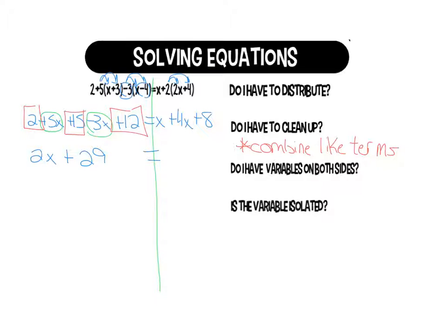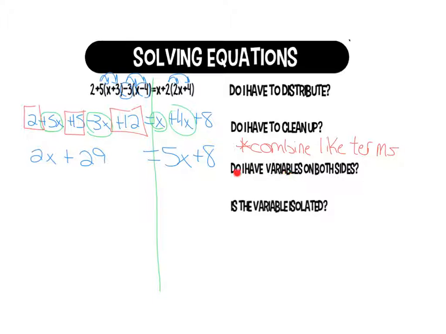Over on the other side, I see an x and a 4x. Remember, there's a 1 there, so 1x plus 4x is 5x. And I bring down the plus 8. Alright, so remember, with each step it gets to looking a little nicer. This is not near as scary as this or this.